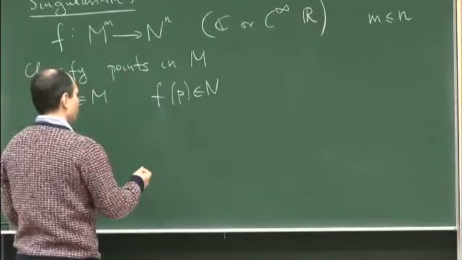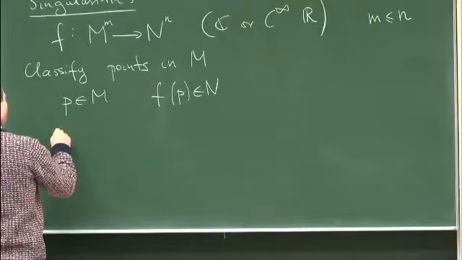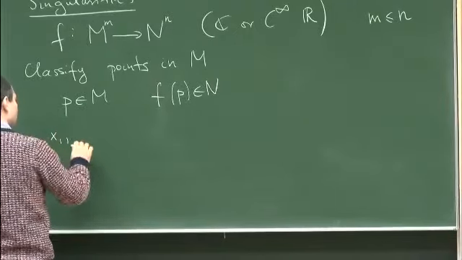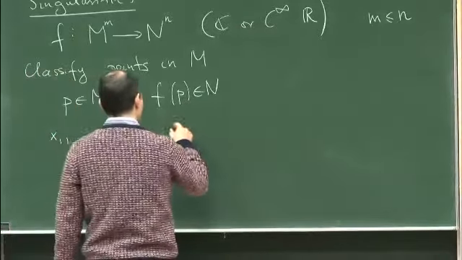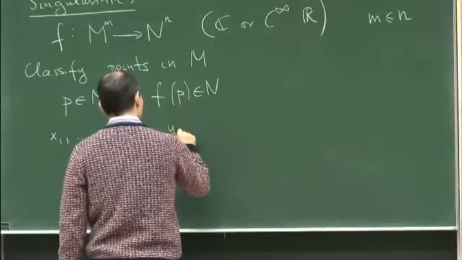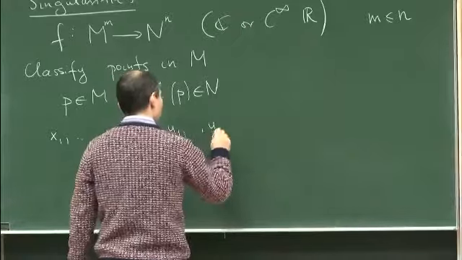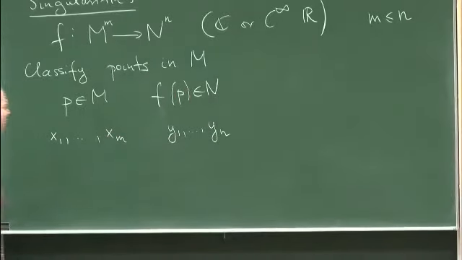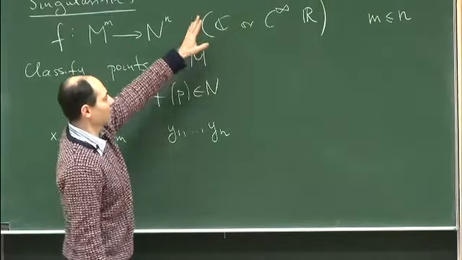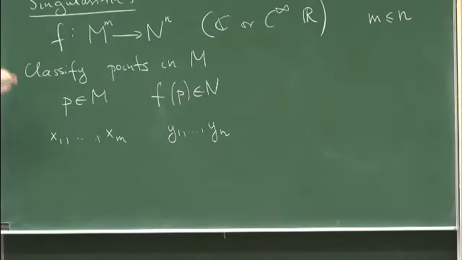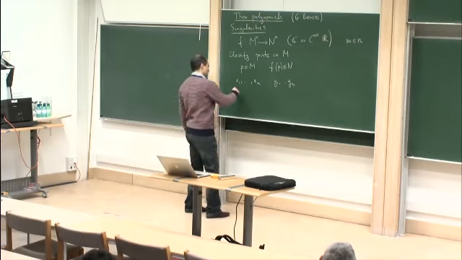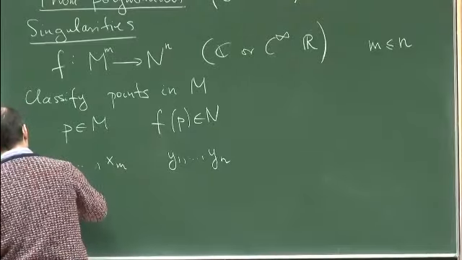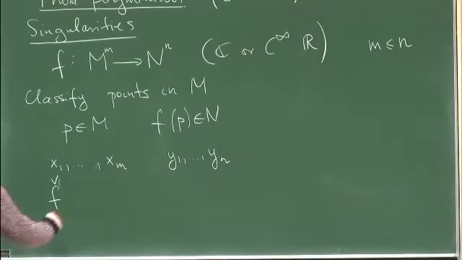Okay. Classify points in M. The way we will do that is that we choose local coordinates centered at P, which I'll denote by x1 through xm, and local coordinates centered at f(p), which will be y1 through yn. Using these local coordinates, let's think about the holomorphic case. The other one will be analogous. I can write down the map as a set of convergent series. Basically it will be a map that I'll denote by f check, which depends on p.